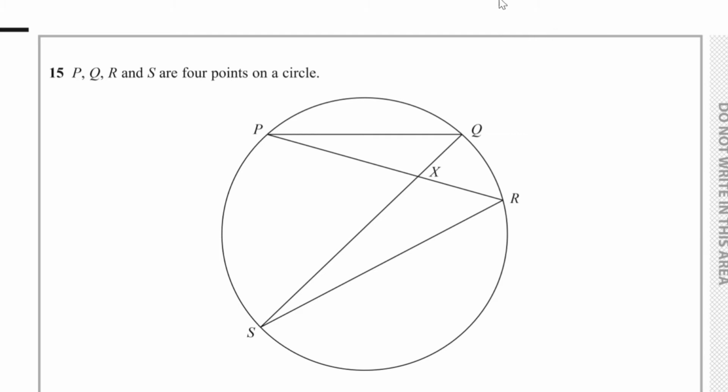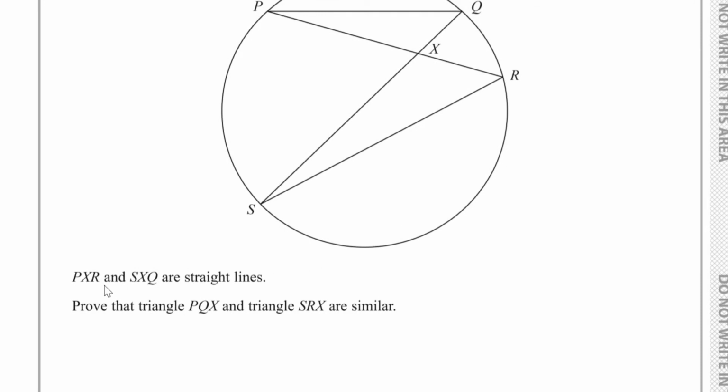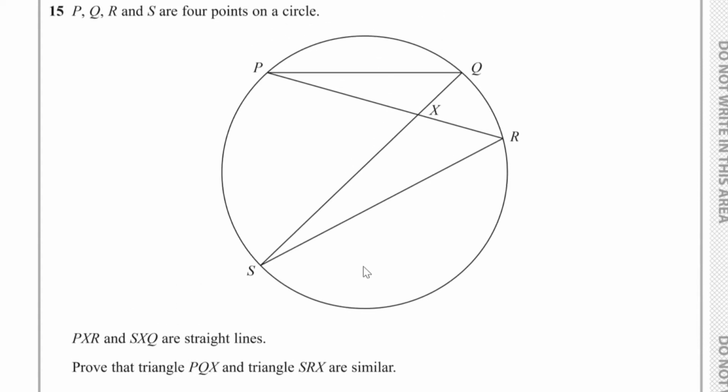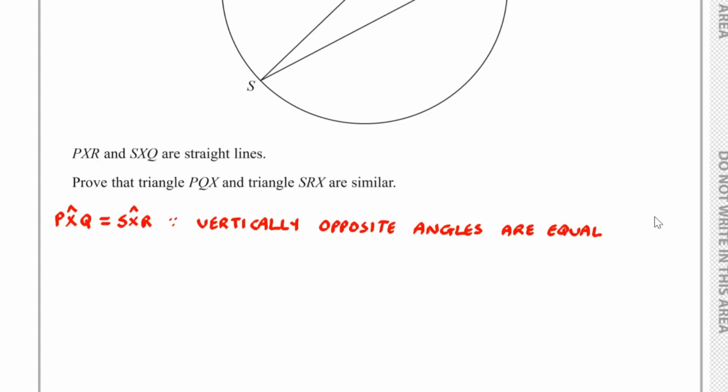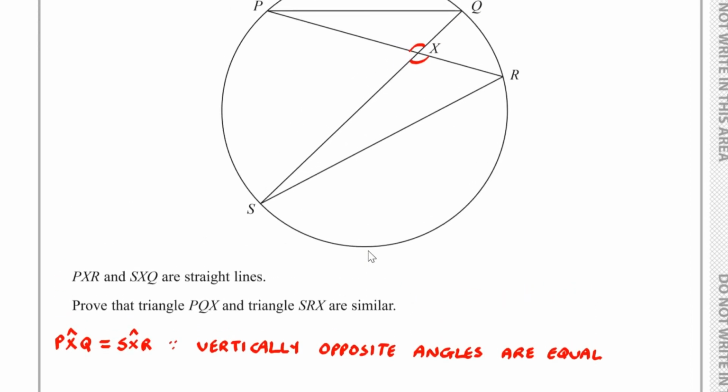Question number 15. P, Q, R and S are 4 points on a circle, that's what we see here. And PXR and SXQ are straight lines. We have to prove that triangle PQX and triangle SRX are similar. First of all, we can see that the angle PXQ, which is this one, will equal this angle here. And that's because vertically opposite angles are equal.